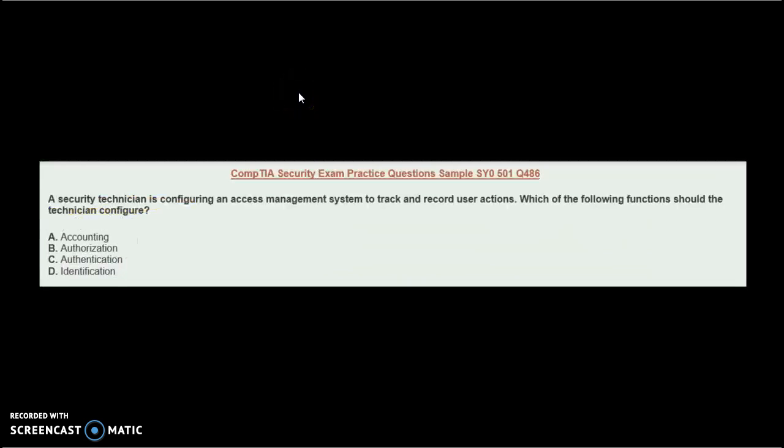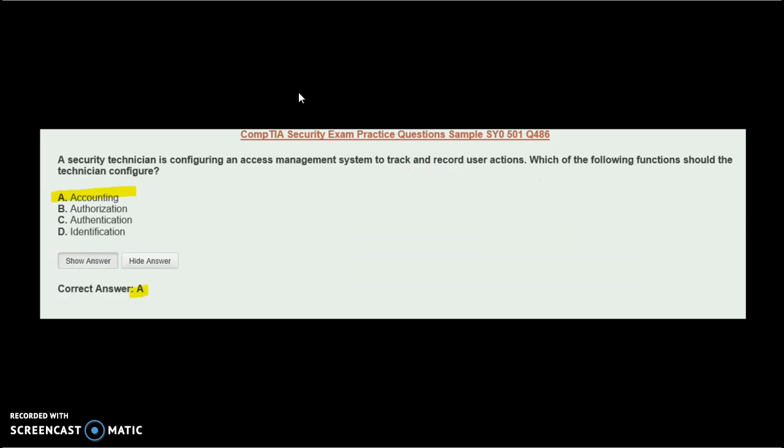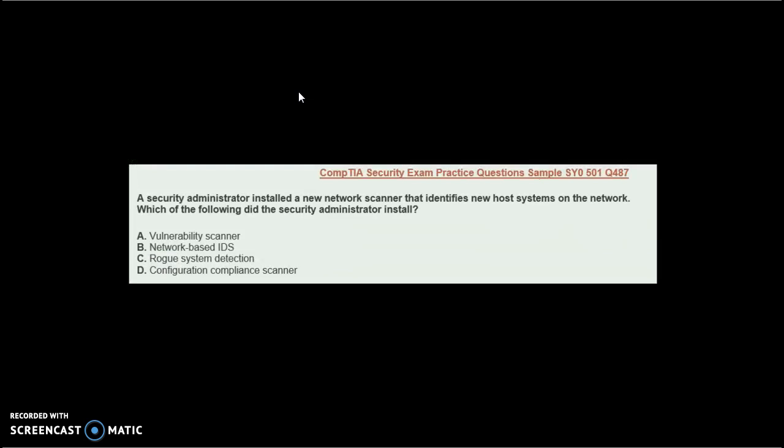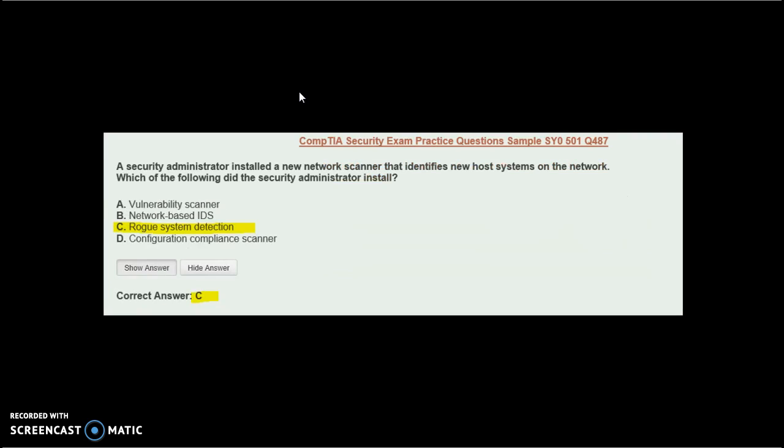The security technician is configuring an access management system to track and record user actions. Which of the following functions should the technician configure? And that is accounting. The security administrator installed a new network scanner that identifies new host systems on the network. Which of the following did the security administrator install? And that is rogue system detection.